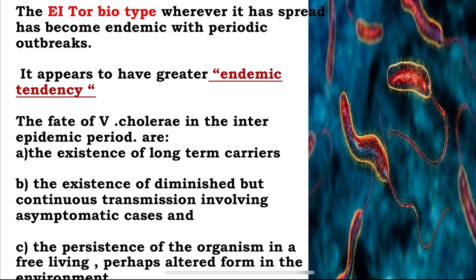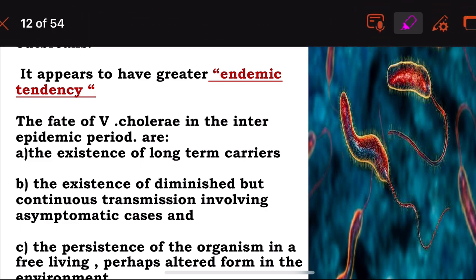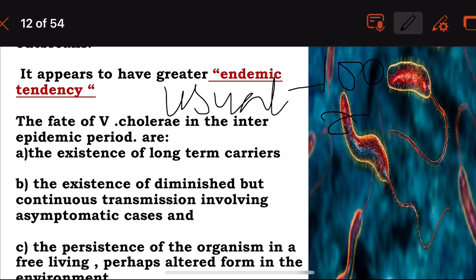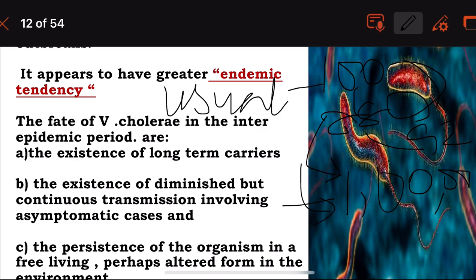The fate of Vibrio cholerae in the inter-epidemic period: basically it is going to cause endemic tendency. What do you mean by endemic tendency? A usual frequency of cases will be there. Just for instance, if 100 cases are found every year, next year 88 cases, in and around the same number, next year 92 cases. So the endemicity will be maintained. At times an epidemic can occur, 1 lakh cases can come up, and soon it will subside. Epidemic outbreaks can also be seen.